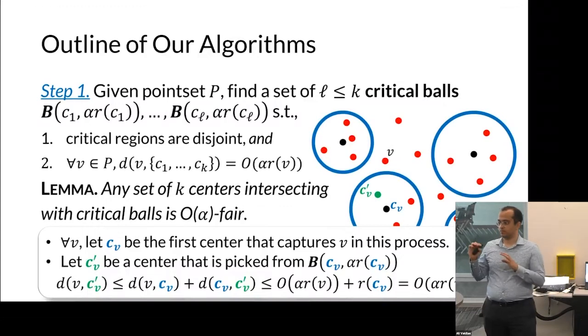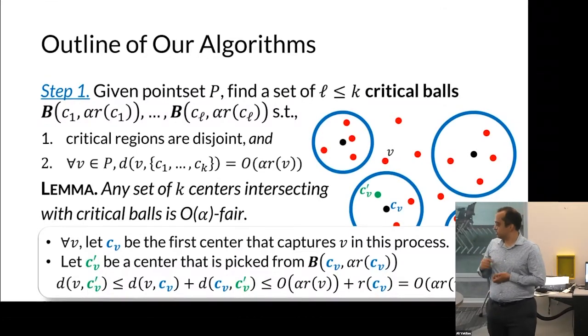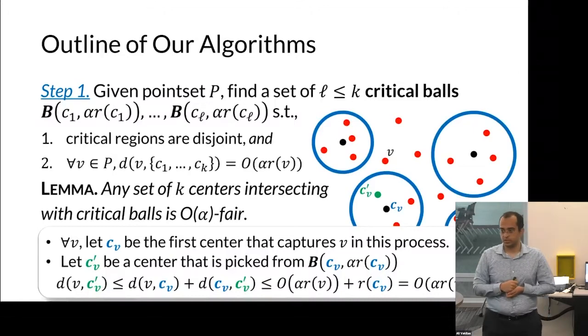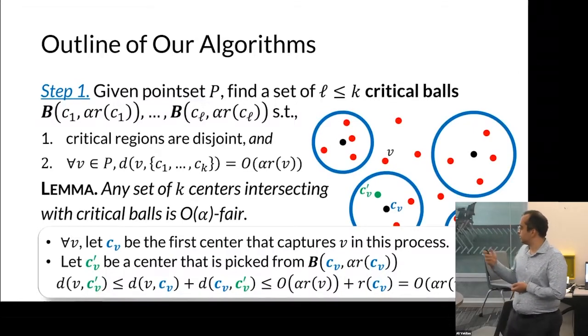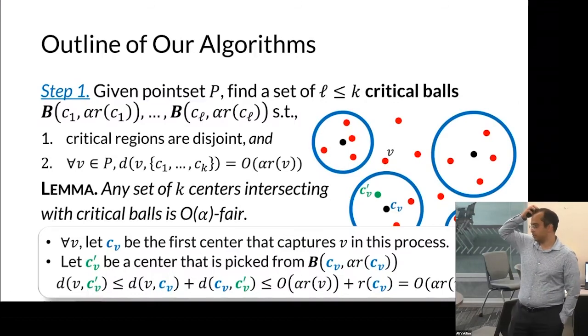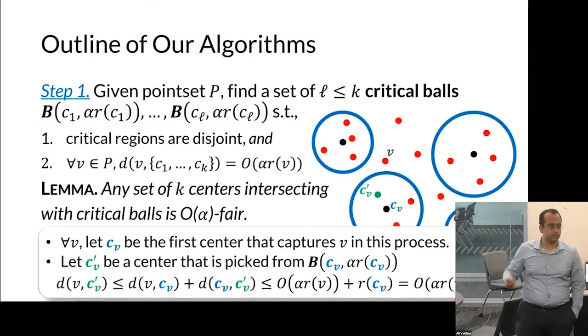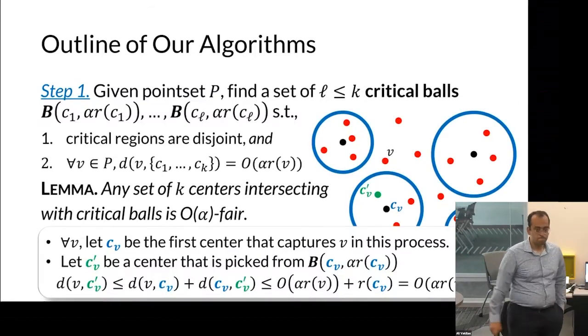So I assume that I'm picking a set of centers that intersect all these critical balls. And let C'_V be the center that is picked from that critical region. Then the distance between V and C'_V is order of alpha times R_V, and it just follows the triangle inequality and the way that we pick the centers.